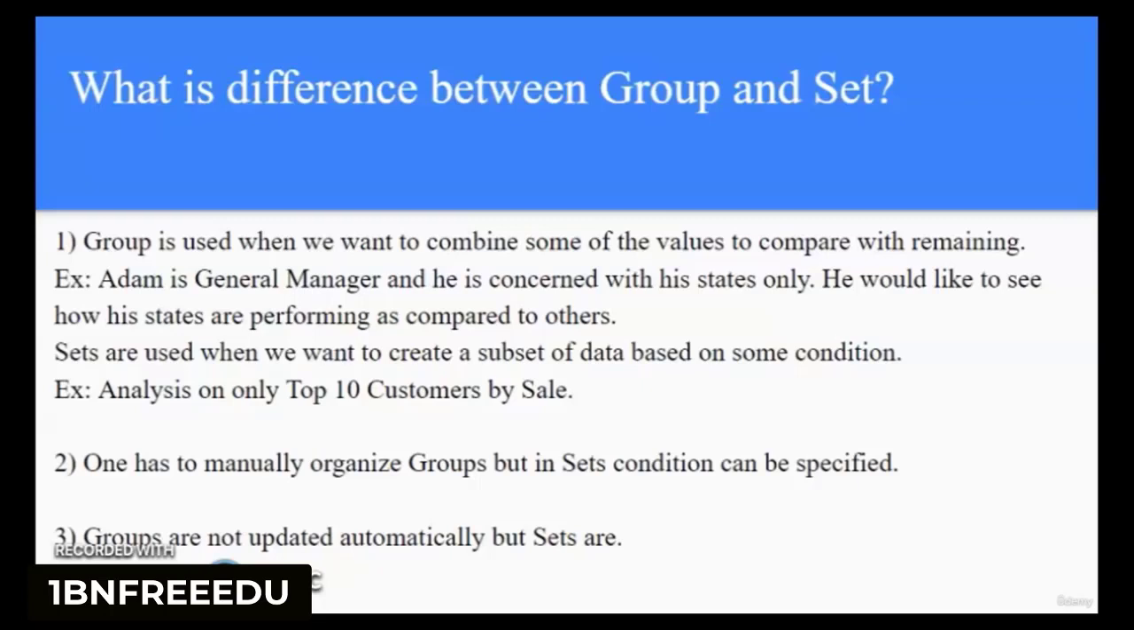Another difference, in groups, we have to manually organize them, but in sets, we can specify a condition. Next difference, groups are not updated automatically, but sets are. So if we have manually created top 10 customers by sales and a new customer gets added in the database which has a great sale, in a group that customer will not be added automatically, but in sets, as we specified a condition and it comes under top 10 customers, the set will update automatically with that customer.